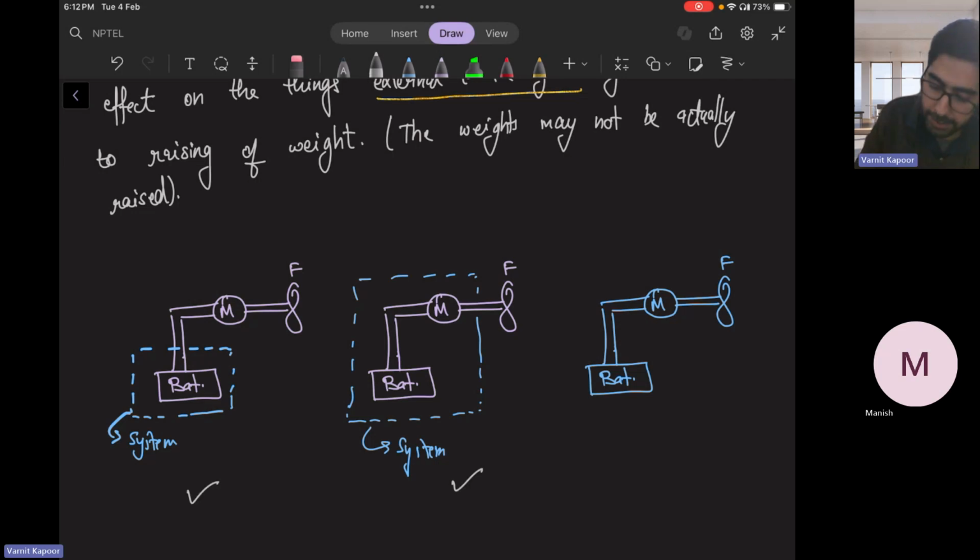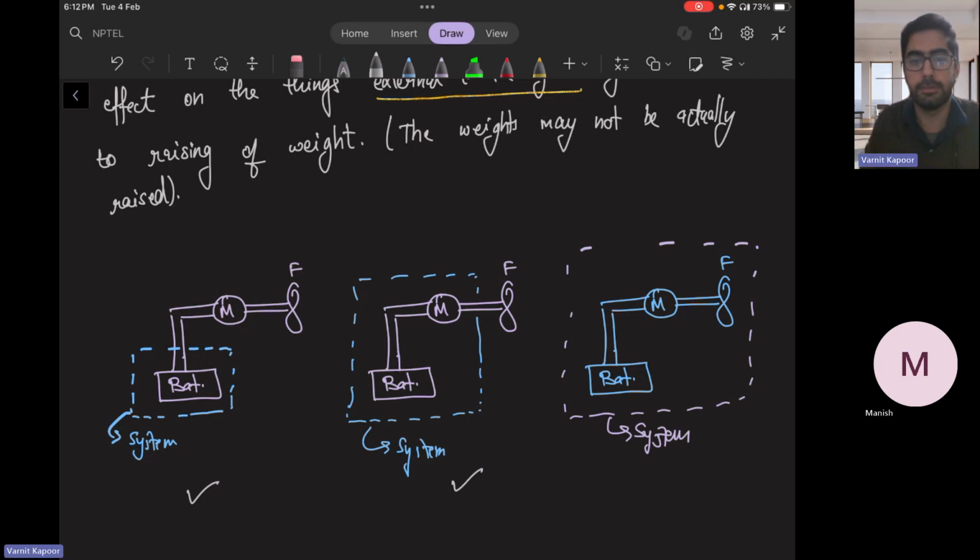But if a scenario occurs where the whole of it is considered to be the system, then there is nothing external to the system left. Then work has not been done. There is no raising of weight or moving of the fan. So that is a scenario.